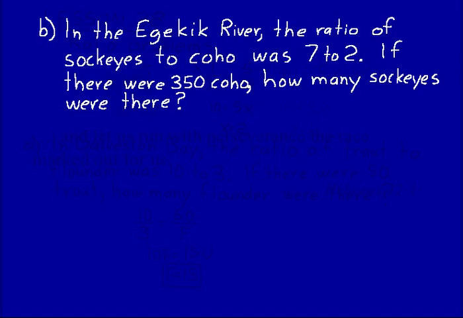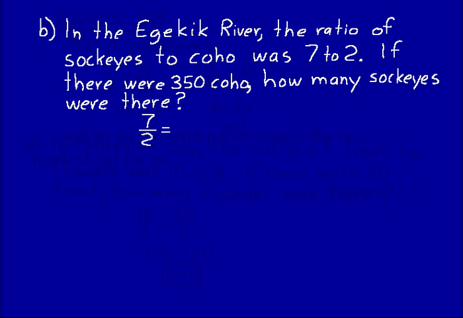Let's do one more. Let's just read through this word problem first. In the Agekik River, the ratio of sockeyes to coho was 7:2. If there were 350 coho, how many sockeyes were there? So we know we have a ratio problem here because they tell us a ratio of sockeyes to coho, and that's 7:2. So let's go ahead and write that down, 7:2, and let's set up a fraction that's proportional to that. And so we know that there are 350 coho.